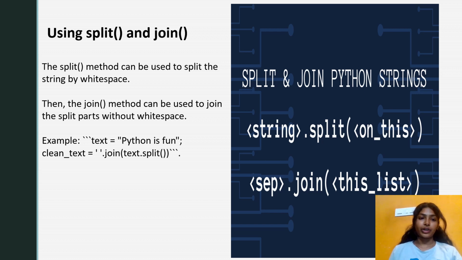Using split and join method. The split method can be used to split the string by whitespace. Then the join method can be used to join the split parts without whitespace. For example, text is equal to "Python is fun" can be cleaned using clean_text is equal to "".join(text.split()).